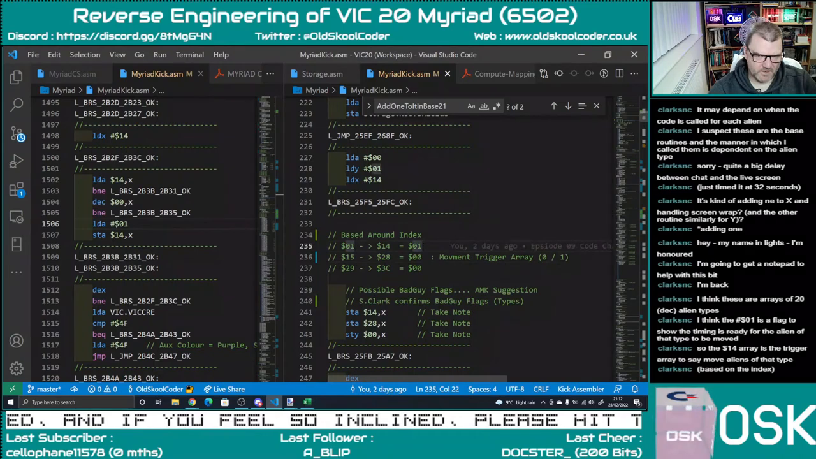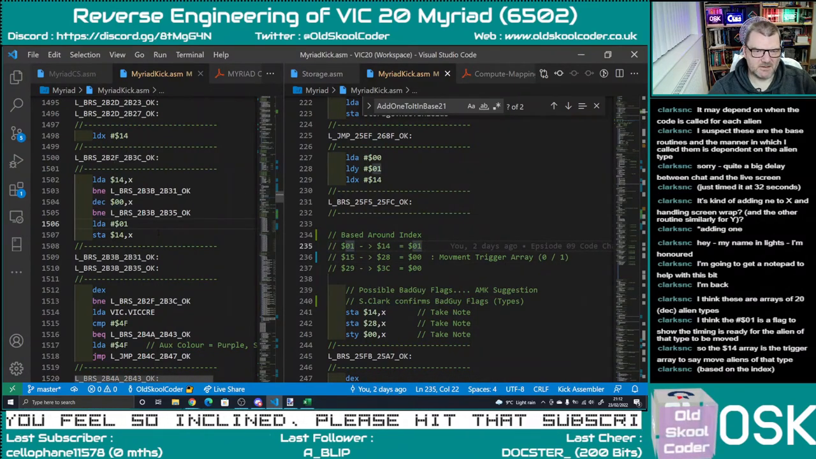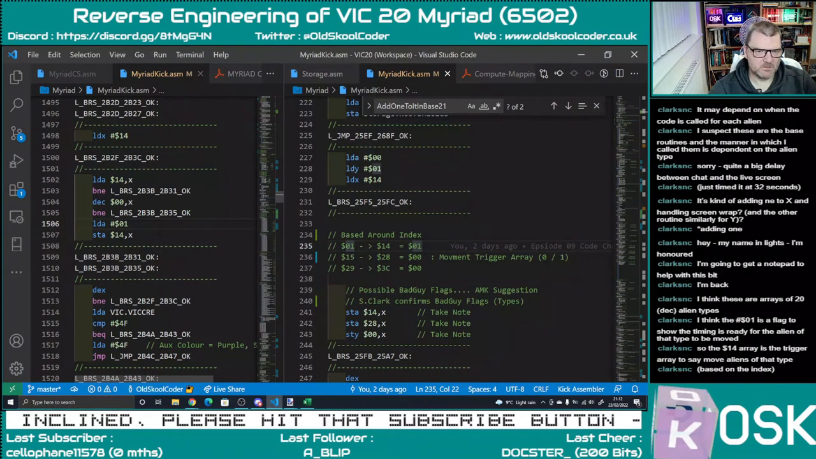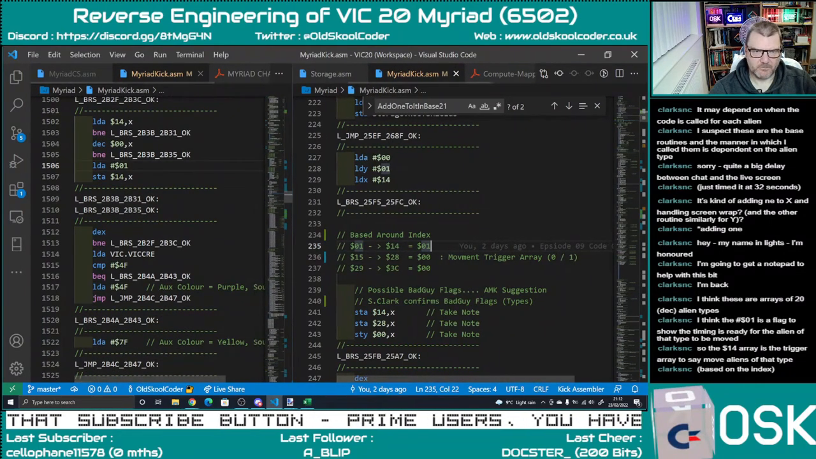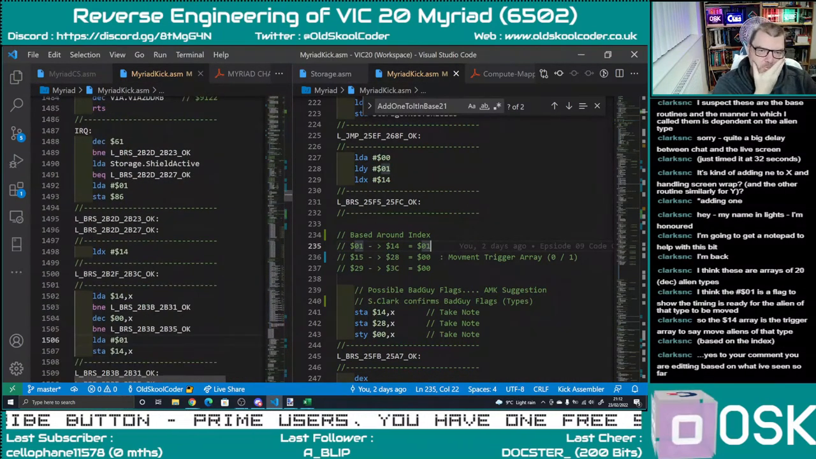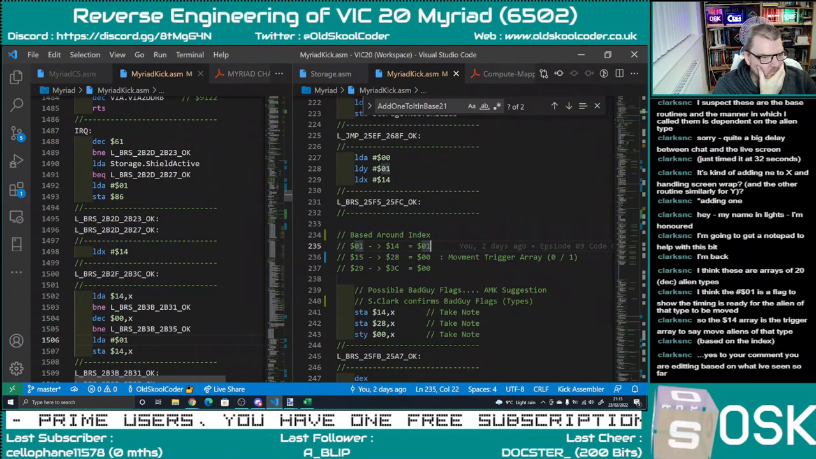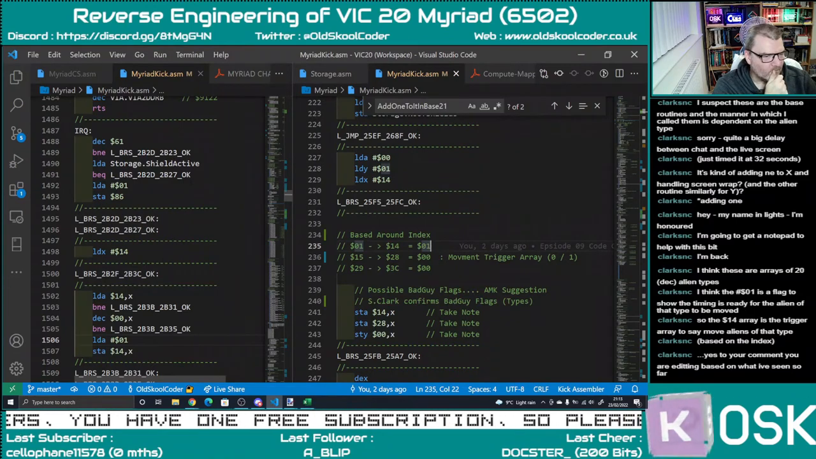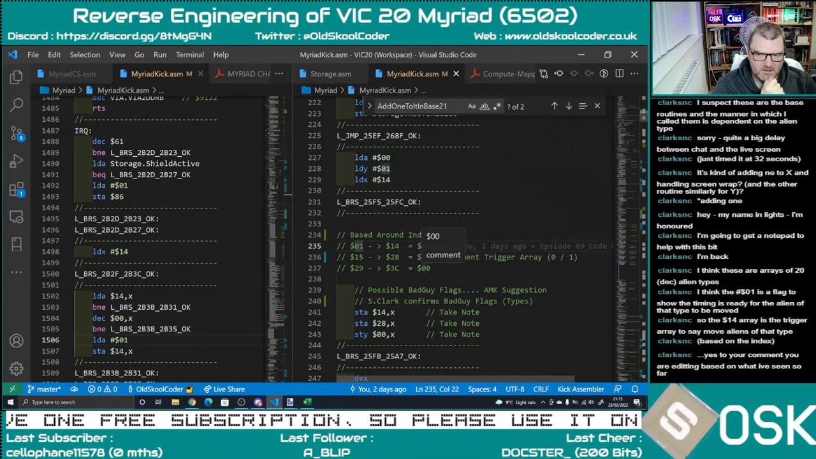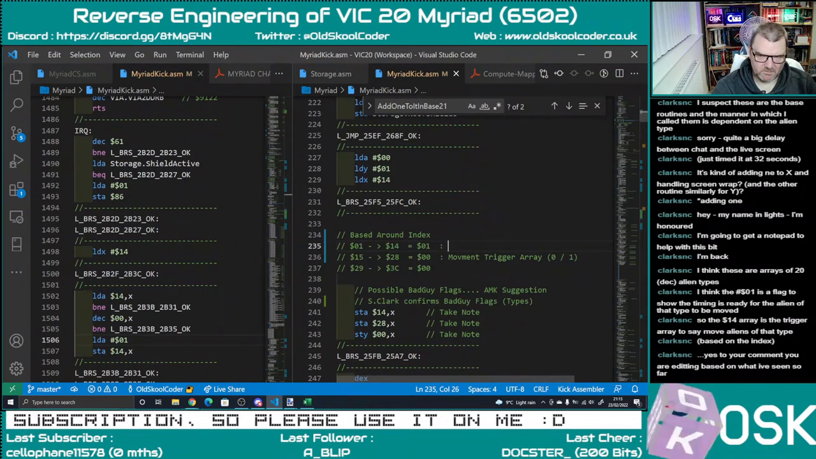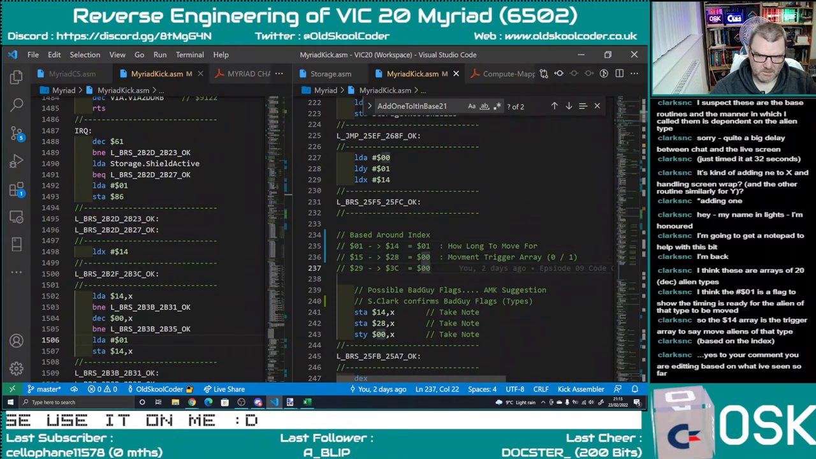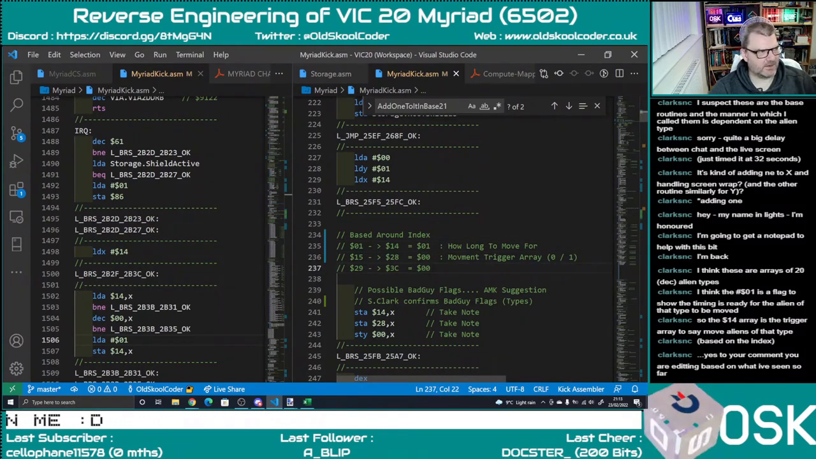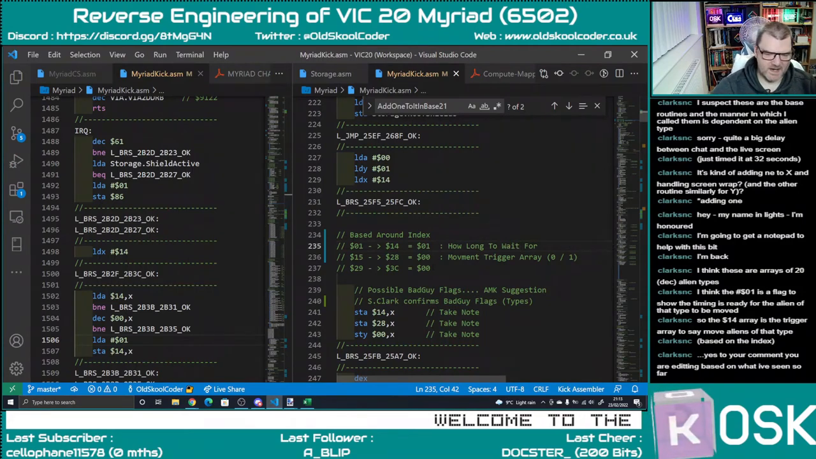So what's the first array for then? Because we're decreasing it. Is that how long it moves for? So this is how long to move for. Or is it how long to wait before it moves again? Oh, it's probably wait, isn't it? How long to wait.